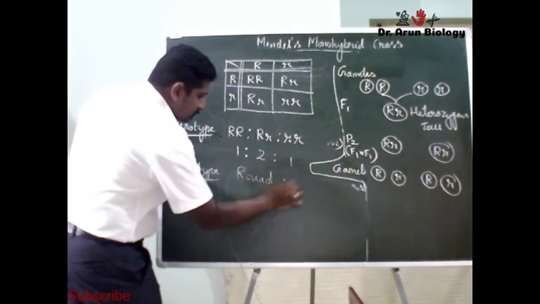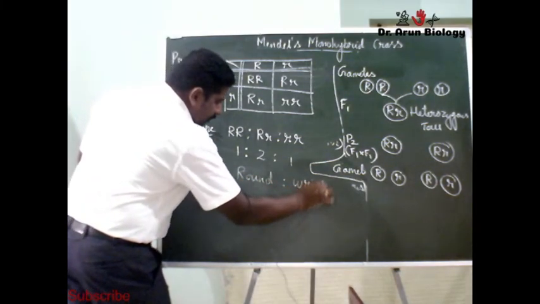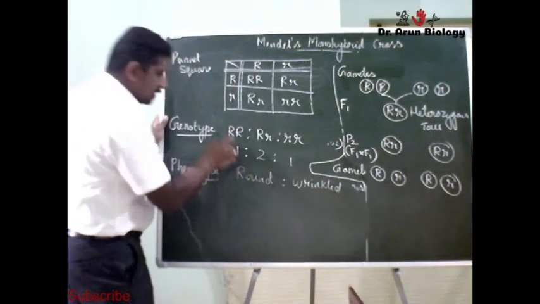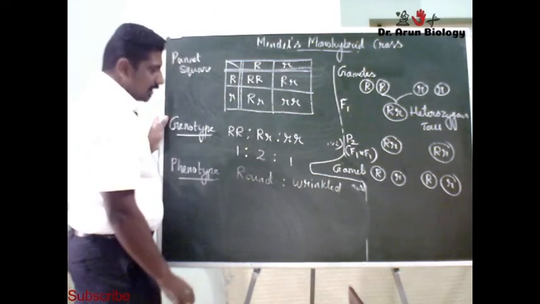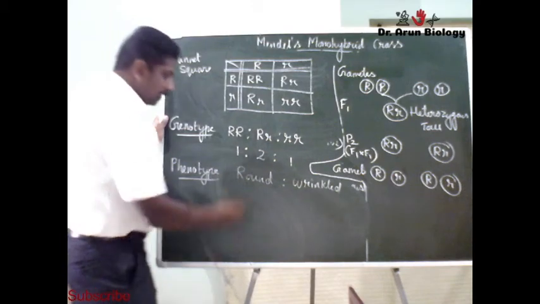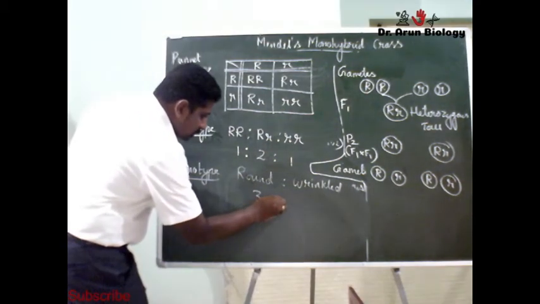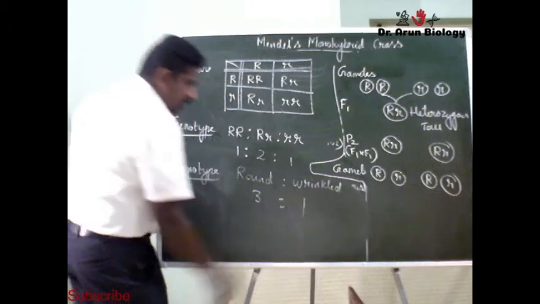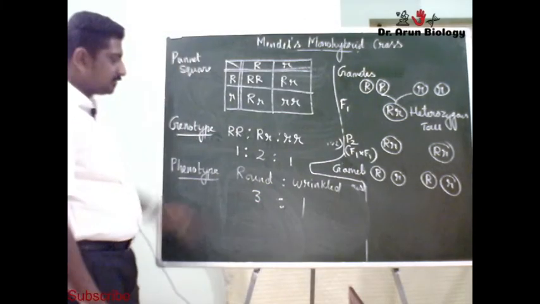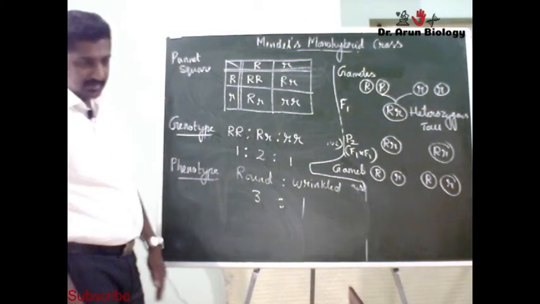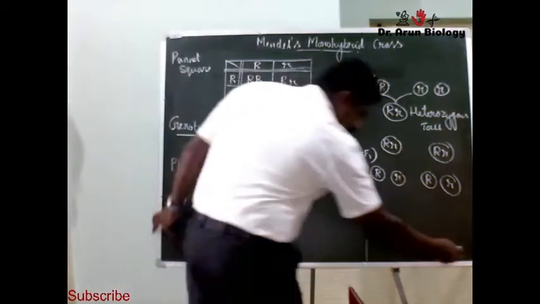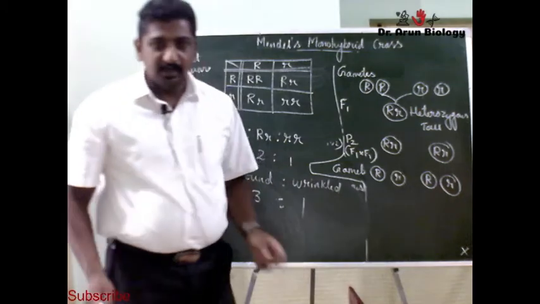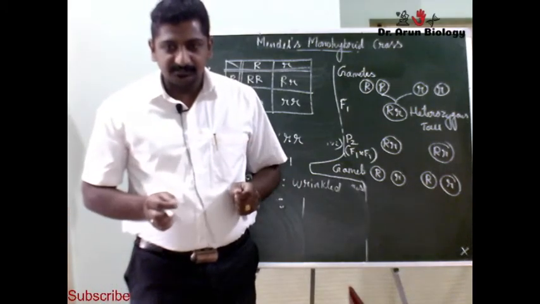Round is to wrinkled. How many round will be there? Capital R is round. It is heterozygous, so capital R, small r is also round. Therefore, 3 is to wrinkled is only 1. So this is how, till now, you have to present. After this only we have to go for the interpretation. So next we are going to focus on the interpretation.